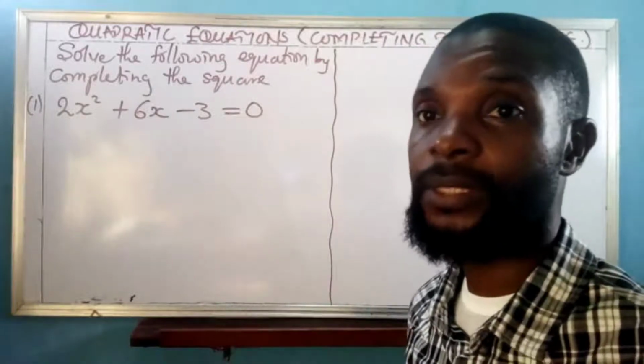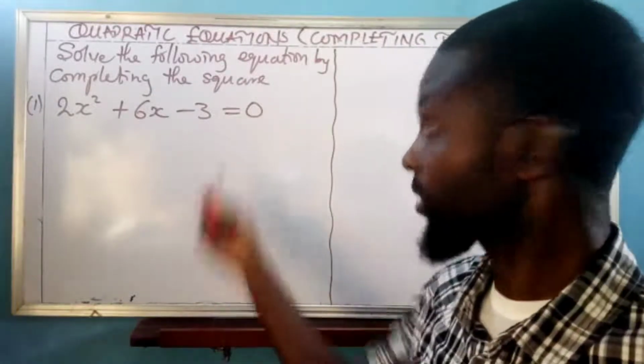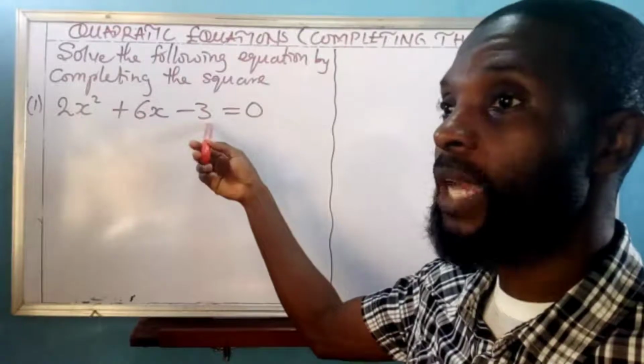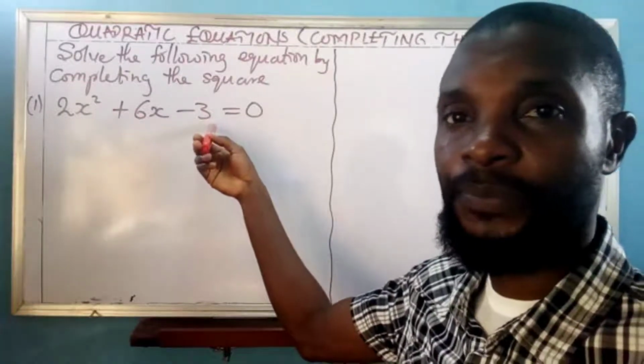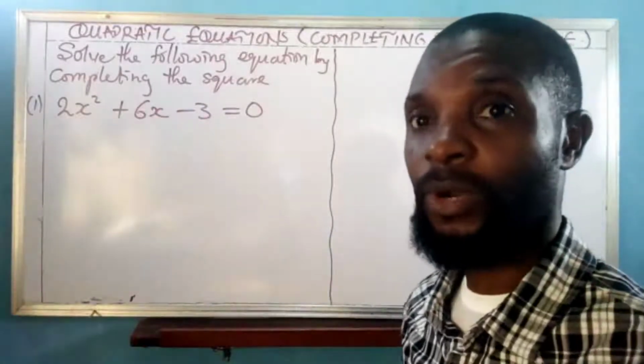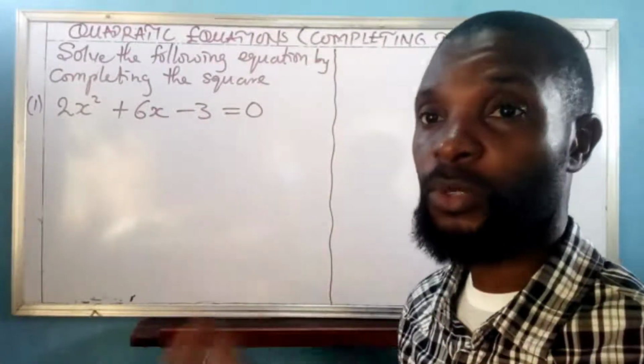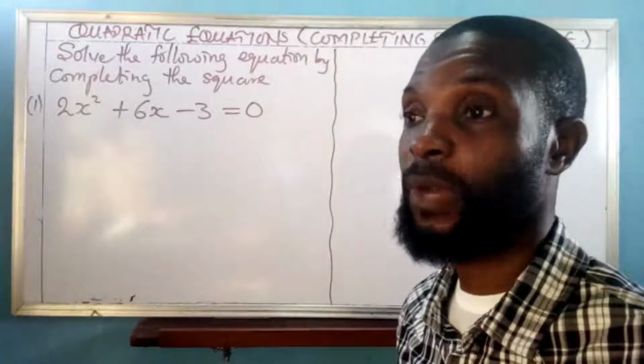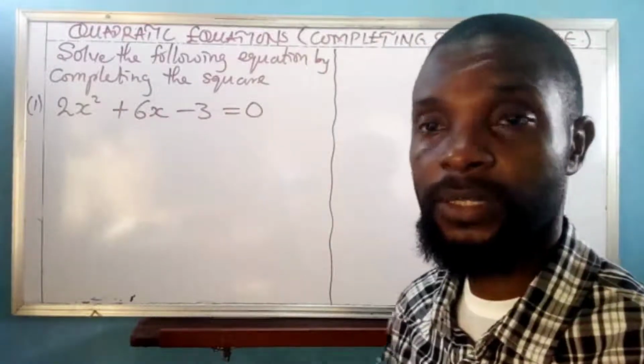And the other part is when they ask you to find the constant. There are some questions where they will ask you to find the constant that will make it a perfect square. So we're going to use that one as part two. Make sure you follow those two parts. Watch it, especially those of you in the terminal class. It will assist you a lot.